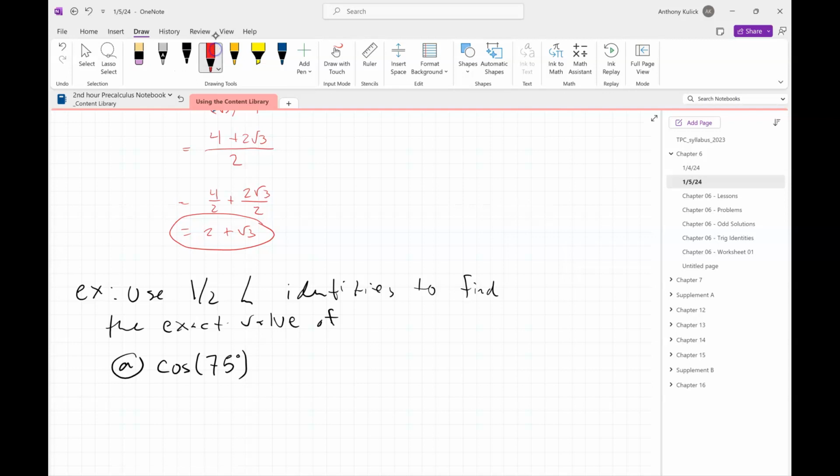So my first order of business is to rewrite 75 as half of some angle. Half of what angle is 75? Okay, let me rephrase it. What's 2 times 75? 150, right? So cosine of 75 is the same thing as cosine of 150 divided by 2.